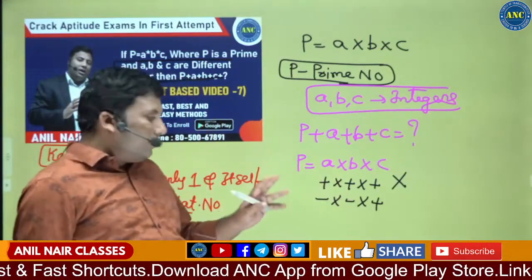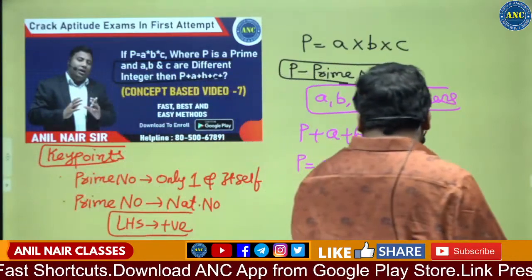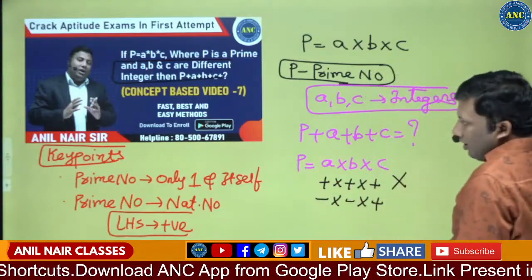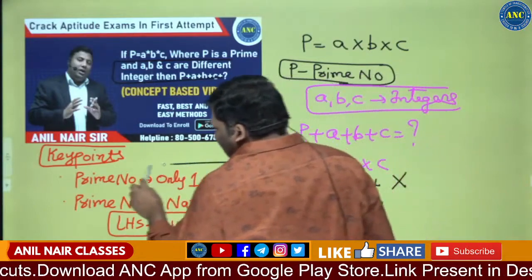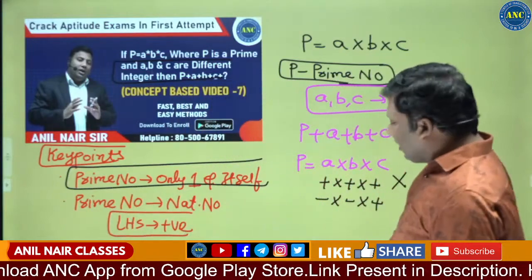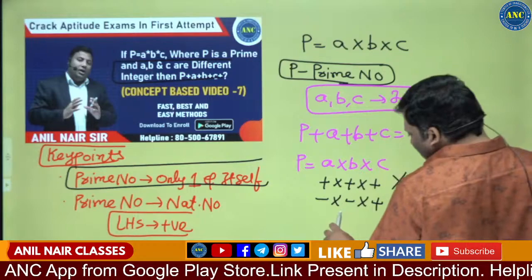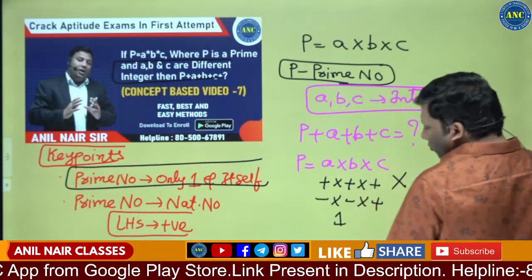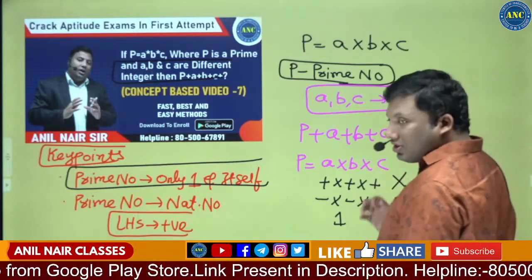First case, it is eliminated. Second case, negative, negative, positive. One root cause: a prime number is a number which has got only 2 factors, 1 and itself. That means 1 should be present. 1 is a positive number.